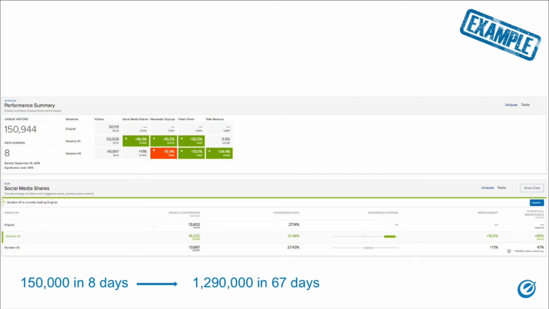Because social media shares is not a crucial goal as, for example, revenue, and since we already have a clear winner, I would recommend not to wait for statistical significance on variation 2 in this case. Unless, of course, social media shares are a very big priority right now and you are willing to invest the time to get a final answer.